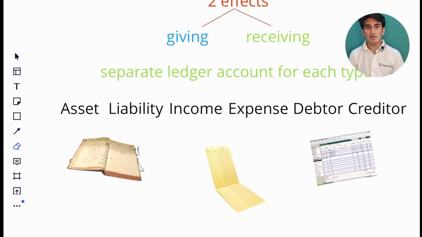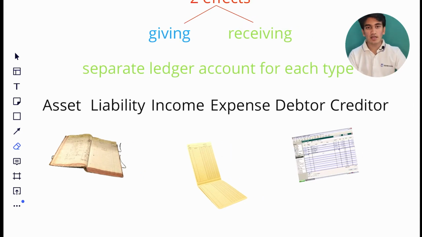Assets is anything that the business owns. For example, our business owns three different types of assets: property, land, and machinery. So for each of these three different types of assets, we'll have three different ledger accounts. For example, a ledger account for property, a ledger account for land, and a ledger account for machinery. Similarly, for different types of liabilities, incomes, and expenses, we'll also have different ledger accounts.